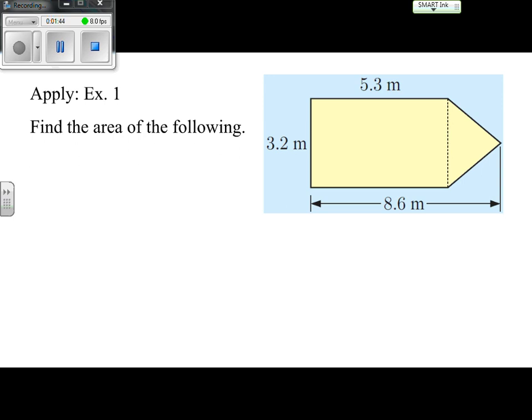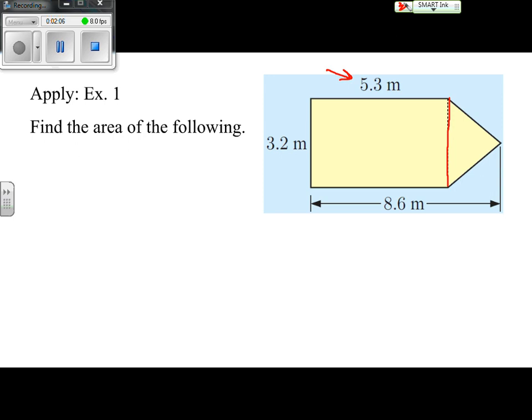This one kind of looks like a house that's been tipped off to its side, or some sort of arrow-shaped figure. It's clearly made out of a rectangle and a triangle. So let's start off with the rectangle part. If I draw this little vertical line here, we can see the rectangle. The width of that, also known as its base, would be 5.3.